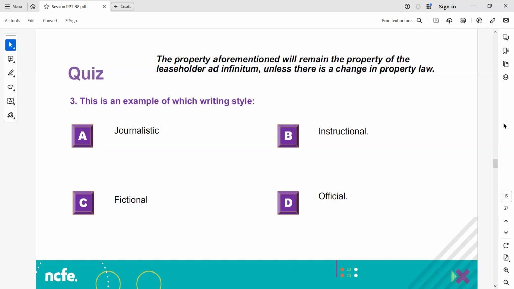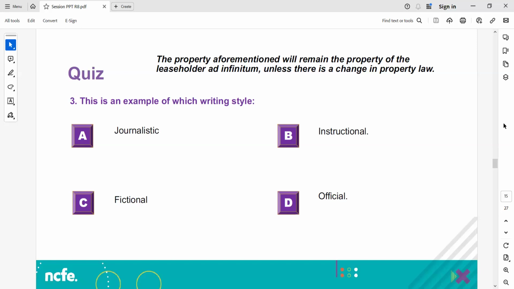What tells us that? There's two words that are a big clue, that are a feature of legal or official documents. Law. Property law. It does say property law, but there's two other words as well. Leaseholder. These type of words are often used in legal documents. So we looked at that earlier.